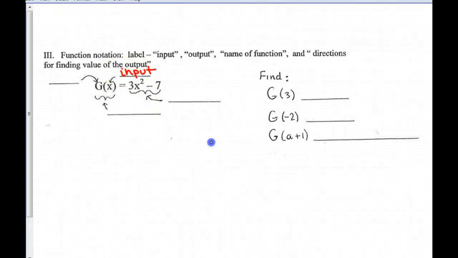Okay, where am I going to write output? I don't know. Maybe we should keep going and figure that one out as we go. Name of the function? What's the name of the function? G or g of x. I'm kind of confused. I'm going with g as the name.